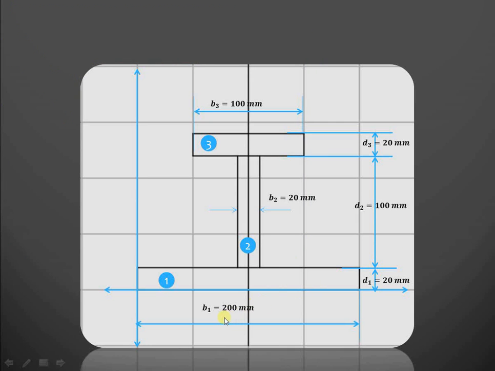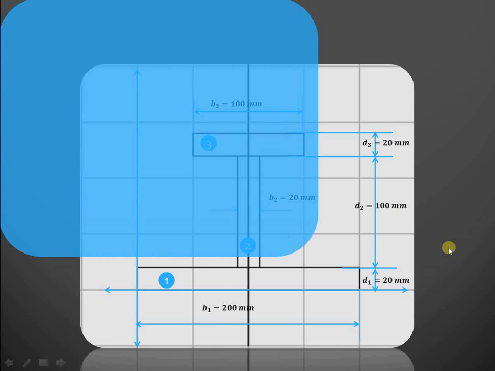So let us try to understand how to find out this Ixx and Iyy. So this is the width of the first section, that is the bottom flange, it is b1, that is equal to 200 mm, d1 is given as 20 mm. Width of the second section is b2, its depth is d2. Width of the third section is b3, that is the top flange, and its depth is 20 mm. So using this data we can easily find out Ixx and Iyy.